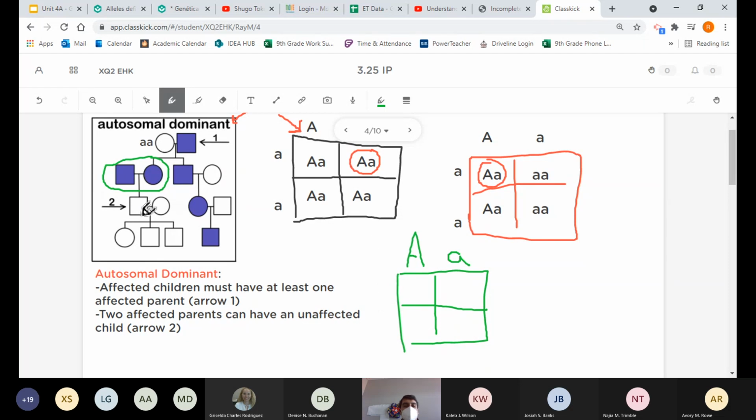But because we have unaffected offspring, we have to have at least one of these, right? Any person who's not affected is going to have that genotype. So if we got a kid who is unaffected, that means that mom and dad have to have at least one recessive allele, which means that both mom and dad are going to be heterozygotes.